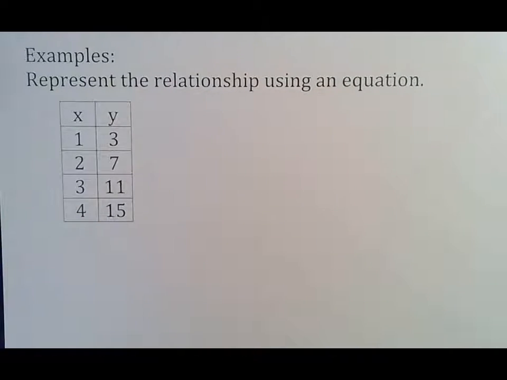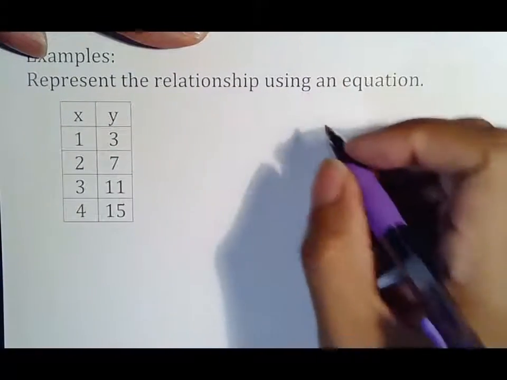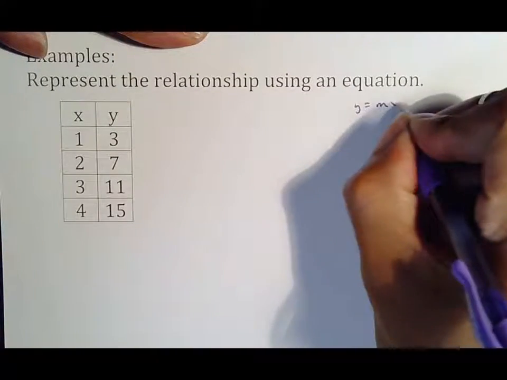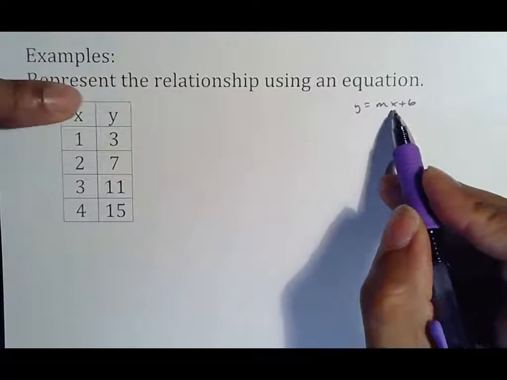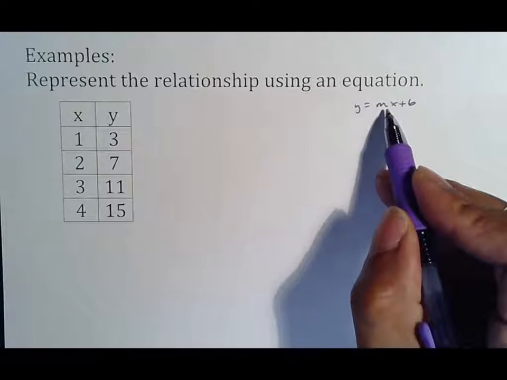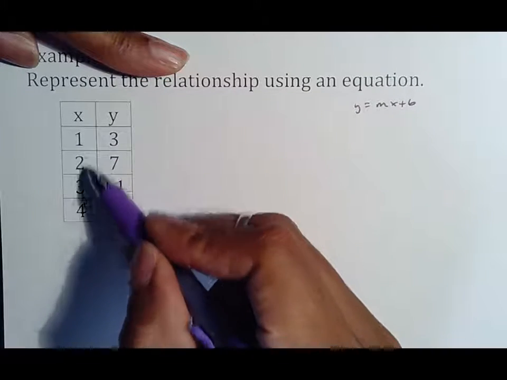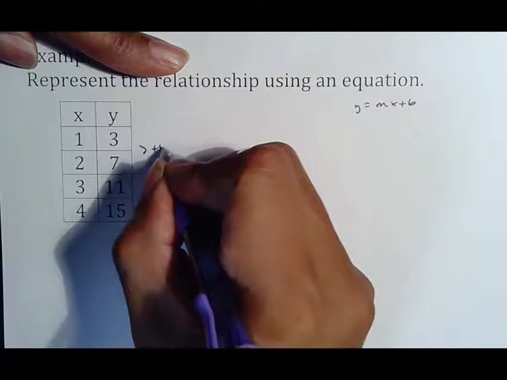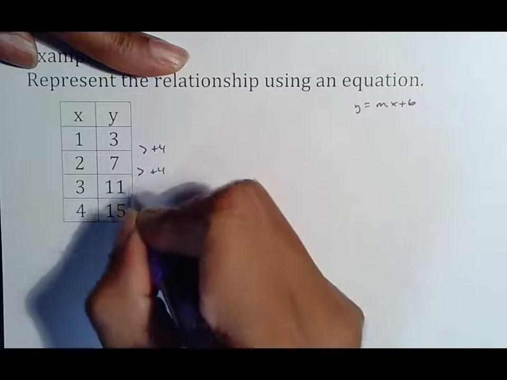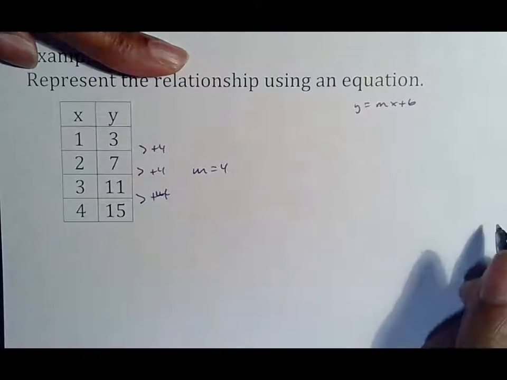So when they want you to represent it using an equation, that means they want a rule. So what you would do is y equals mx plus b. Do we have a y? We have a bunch. Do we have an x? Yes. Do we have an m? No. And so in order to do this, we have to find m. Notice that your x's are going 1, 2, 3, 4, so we can ignore it because that's just divided by 1. This is going up 4, up 4, up 4. That means that m is 4.